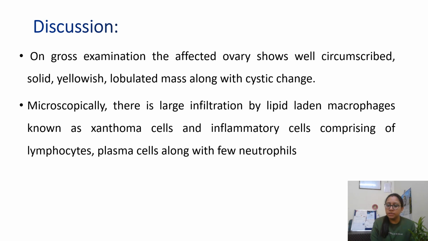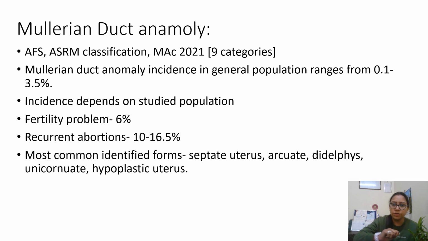So how will it look grossly? The affected ovary will be a well circumscribed, solid, yellowish, lobulated mass along with cystic change. Microscopically, as we saw, sheets of lipid-laden macrophages, which we also call xanthoma cells, and inflammatory cells, which comprise lymphocytes, plasma cells, along with a few neutrophils.